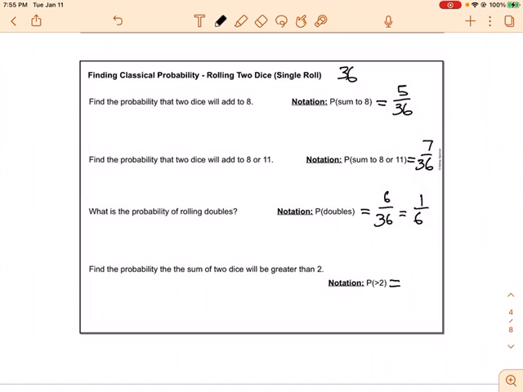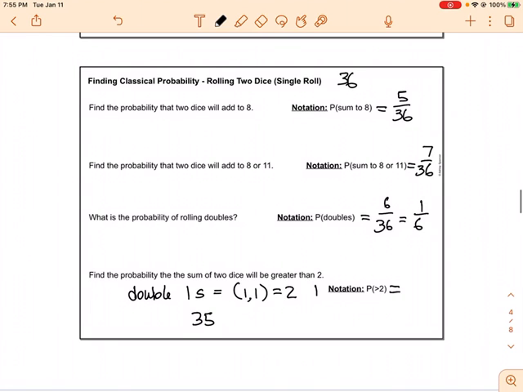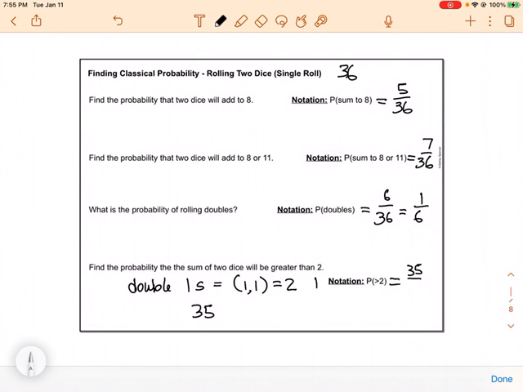And greater than 2. Well, greater than 2 is all of them, but what equals 2? The only one that equals 2 is double 1s. All right, so double 1s, and there's only one of those, so that means there's 35 that would be greater. So 35 out of 36. And this ends part 1.